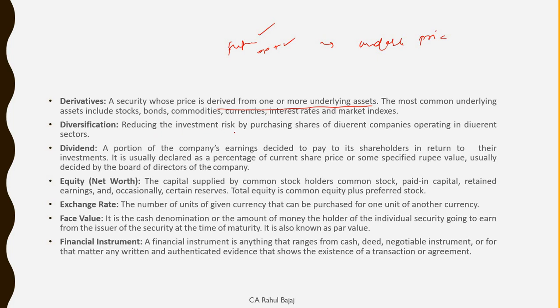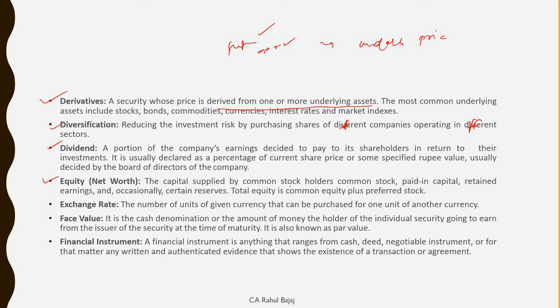Diversification: reduction in investment risk by purchasing shares of different companies operating in different sectors. Dividend: a portion of a company's earnings decided to be paid to the shareholders in return for their investment, that is dividend. So if you are receiving money on your equity, that is your dividend.